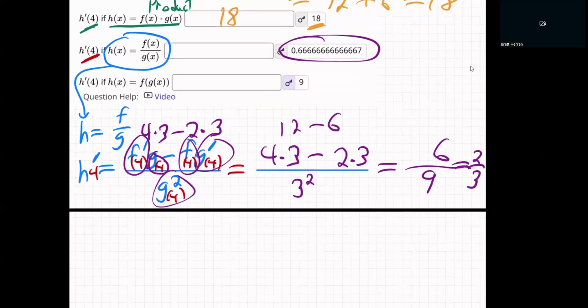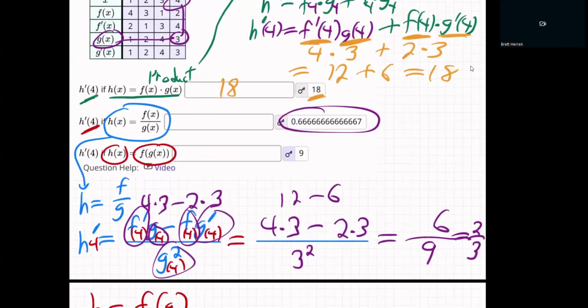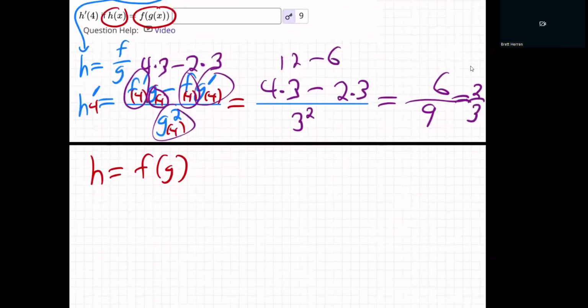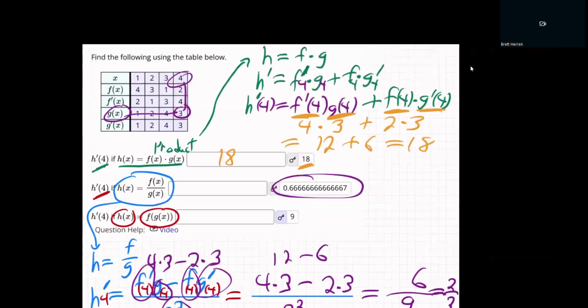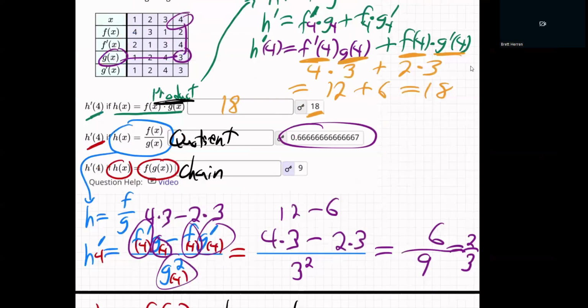Okay, now the last one. What if h is f with g inside? We've done two functions multiplied, two functions divided. Now we're doing one function plugged inside of the other. How do we do that? That's called the chain rule, right? So we're doing all three rules. We did the product rule, the quotient rule, meaning the dividing, and now the chain rule because we have one function plugged inside the other.